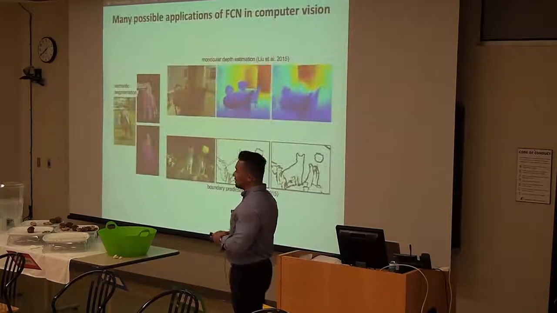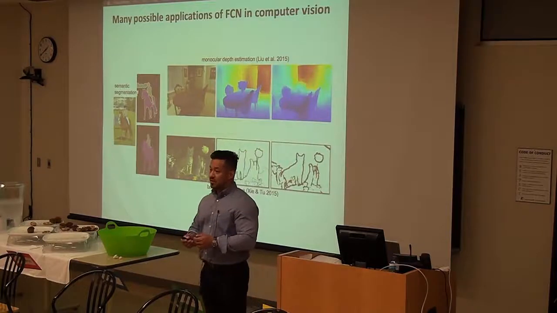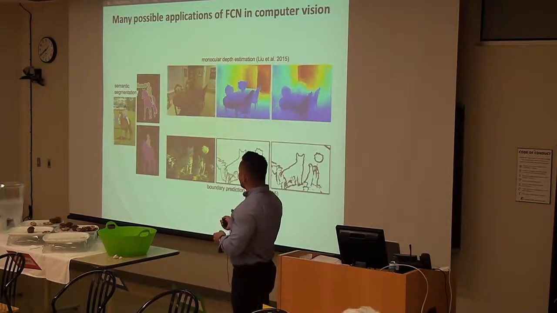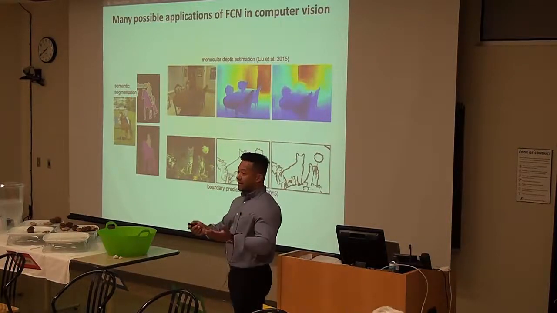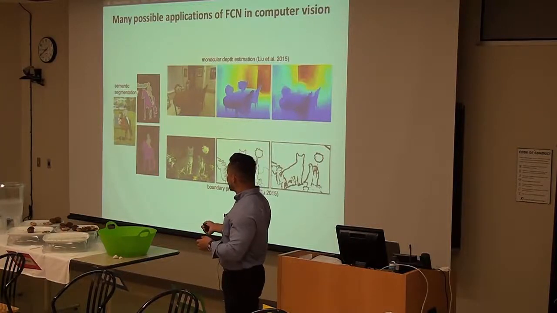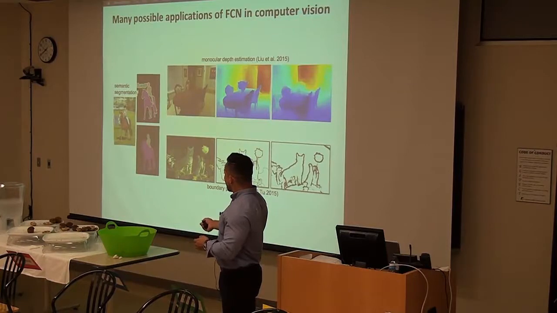And this method has been used in many different problems in computer vision. Here we have the semantic segmentation, which is the one I just described. So for every pixel in the image, I'm going to describe, in this case, if it's a horse pixel, jockey, rider pixel, or a background pixel.